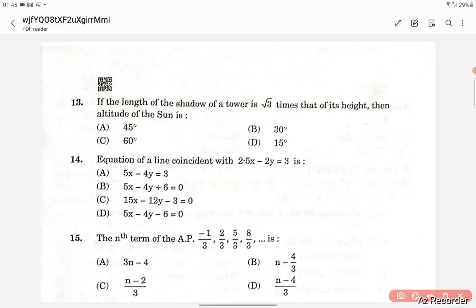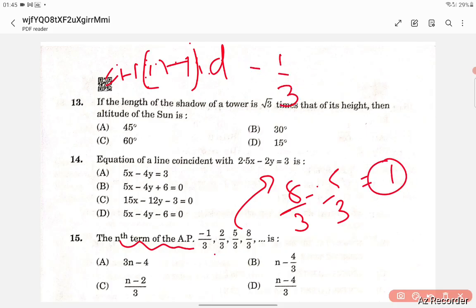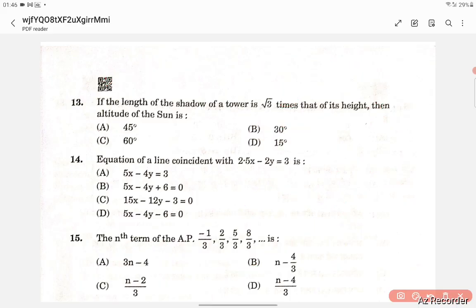Okay, now the nth term of the AP is a plus n minus 1 into d, and d is 8 by 3 minus 5 by 3, that is 3 by 3, that is 1, so d is 1, and a is minus 1 by 3, so minus 1 by 3 plus n minus 1, that is minus 1 plus 3n minus 3, and when you solve you will get it as n minus 4 by 3. That's the answer.